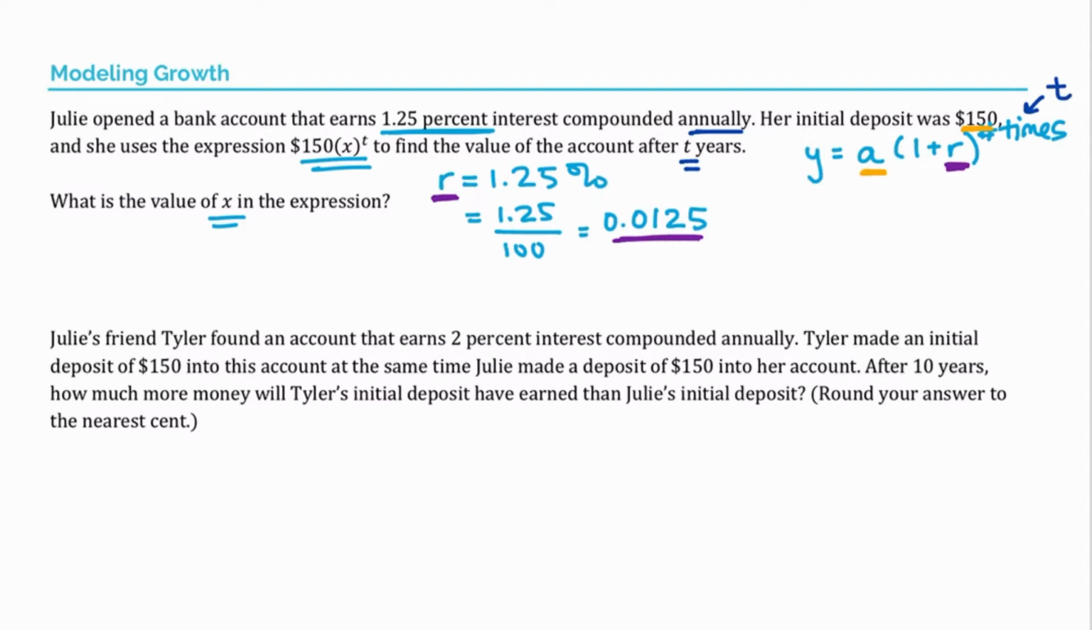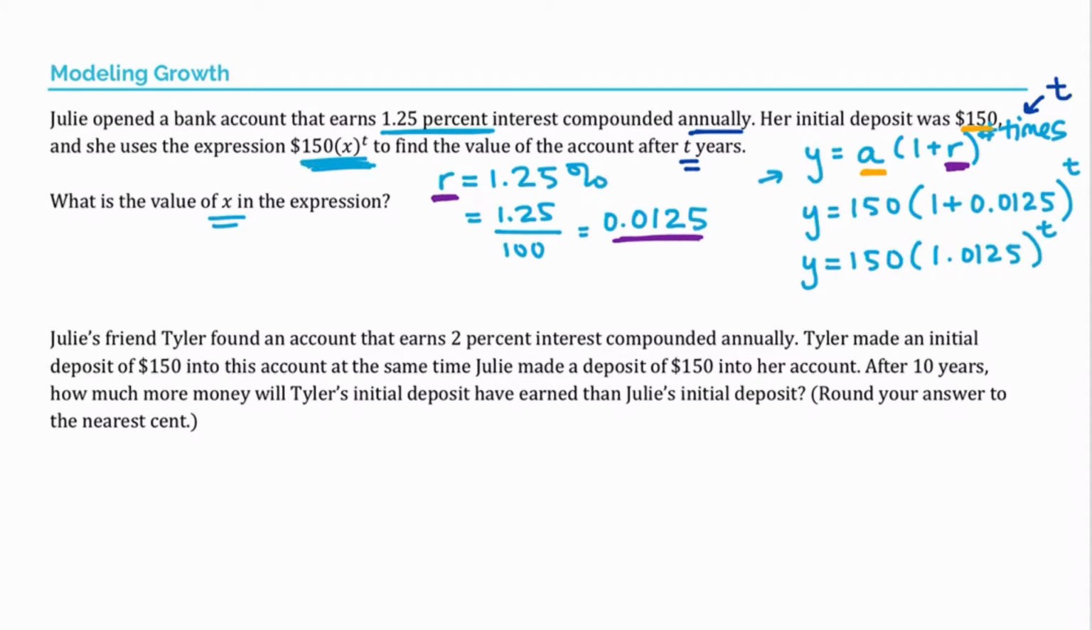Well, let's use our equation that we have right over here and plug in our numbers, and then we can figure out what is x. So y, which is going to be the money in her account after t years, equals that initial investment of 150 times 1 plus our value of r. Remember that purple underline is 0.0125, all being raised to the power of t. So when we simplify, that's y equals 150 times 1.0125 to the power of t.